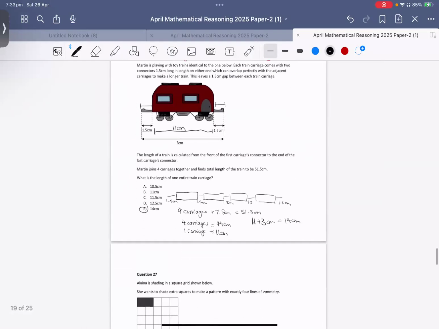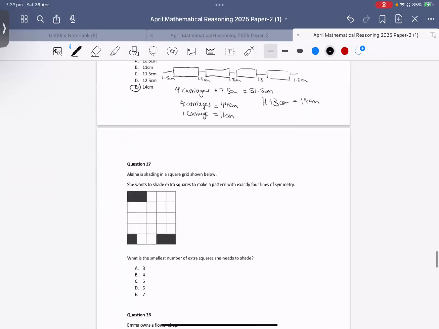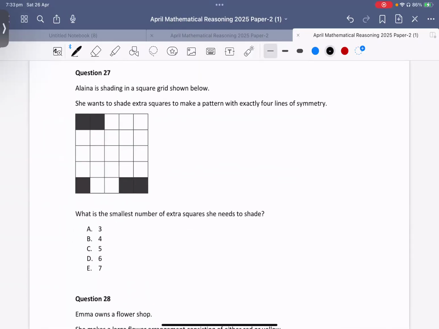Question 27. So Elena is shading in a square grid as shown below. She wants to shade extra squares to make a pattern with exactly 4 lines of symmetry. What is the smallest number of extra squares she would need to shade? If you want 4 lines of symmetry across a square, you're probably thinking of vertical symmetry, horizontal symmetry, and the 2 lines of diagonal symmetry.